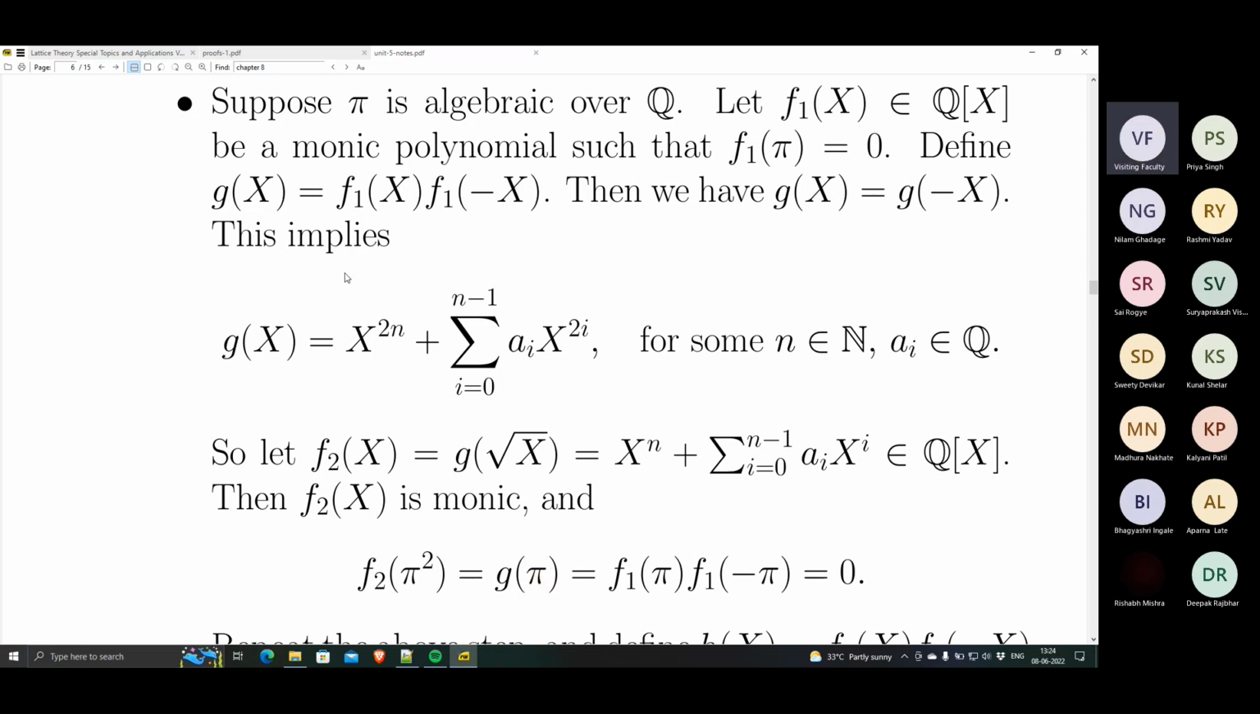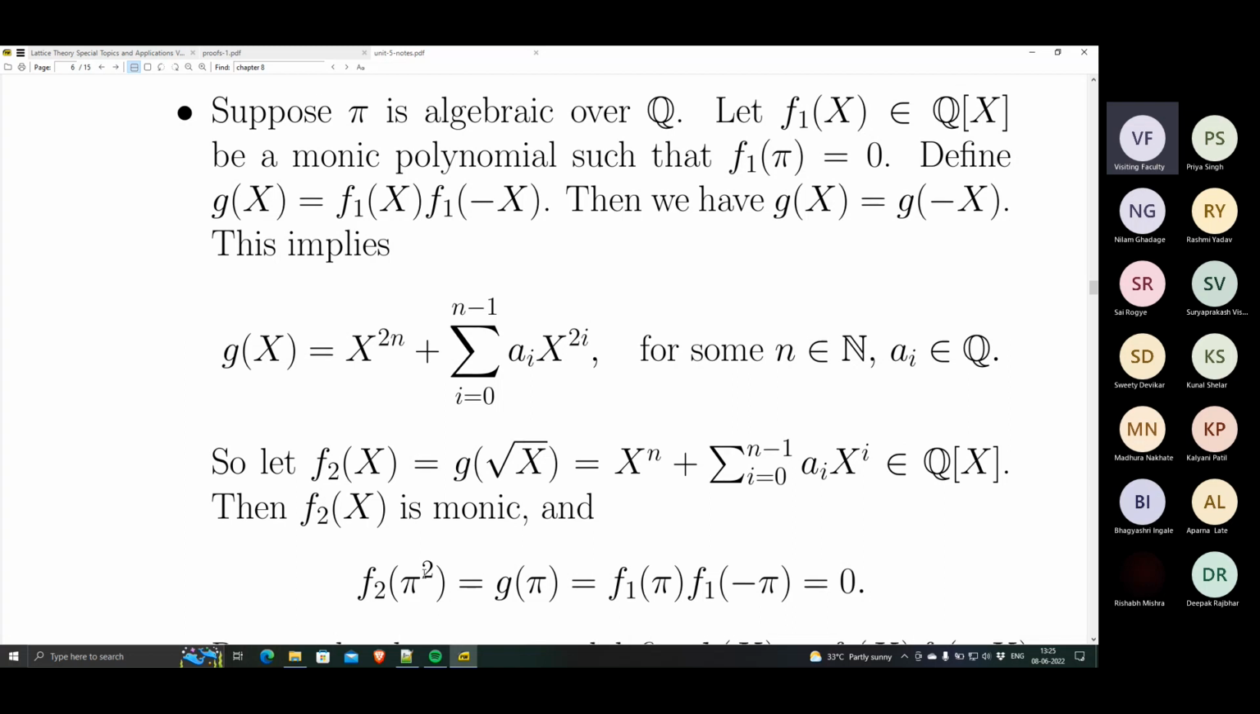But g of pi, what is g of x? f1 of x times f1 of minus x. So g of pi is f1 of pi times f1 of minus pi. But f1 of pi is 0. Therefore, this is 0. So f2 of pi squared is 0. Okay, so what have we done here? What we have done is the following.